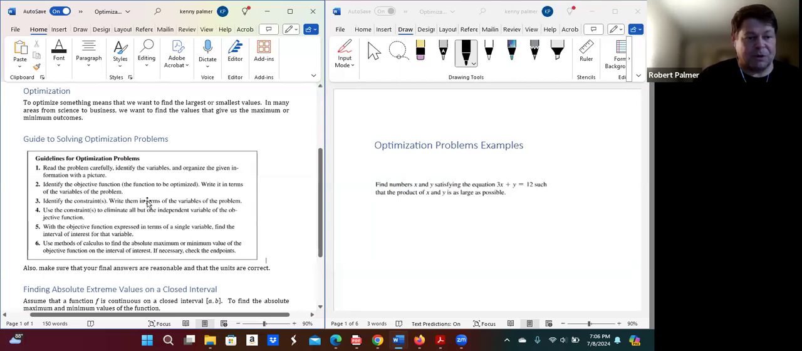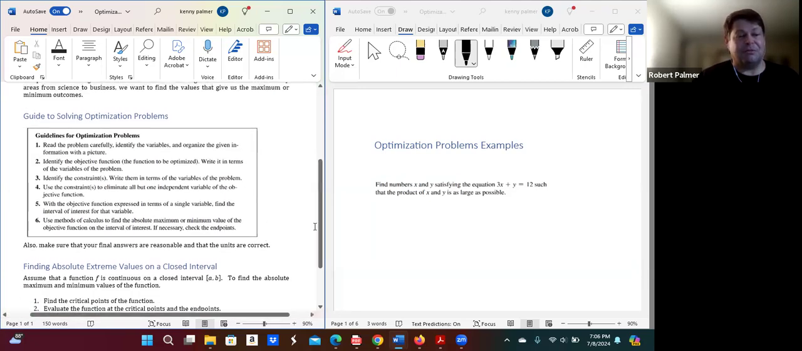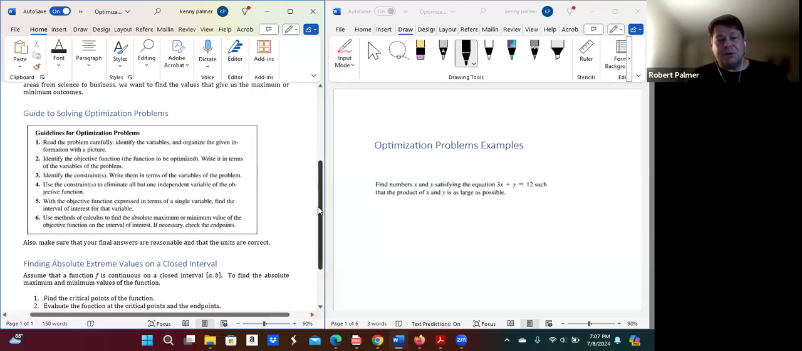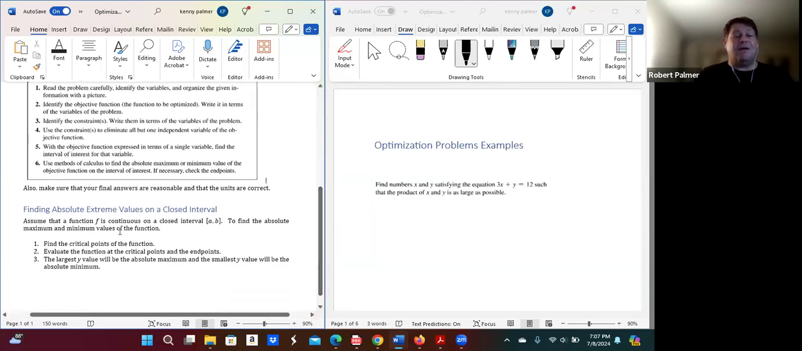Once you get the function you're trying to maximize or minimize and your constraints, you basically turn this function into, as it says, the objective function expressed in terms of a single variable. Then we'll use calculus, maybe the first or second derivative test, or other methods of calculus, to find out what the maximum and minimum values are. And also at the very end, I put down a reminder of how to find the absolute maximum and minimum on closed intervals. Sometimes we'll have a closed interval, sometimes not. This is how you do it.